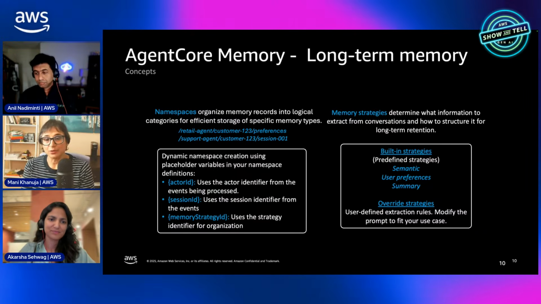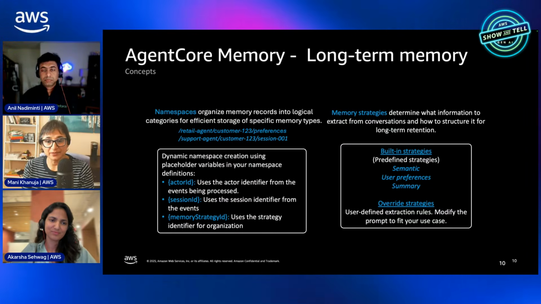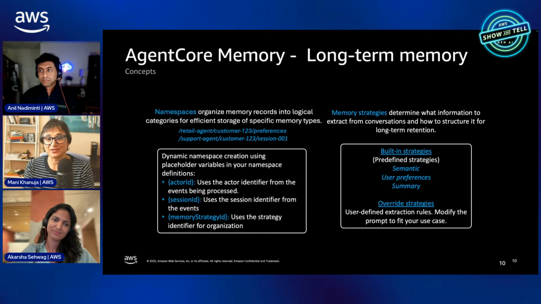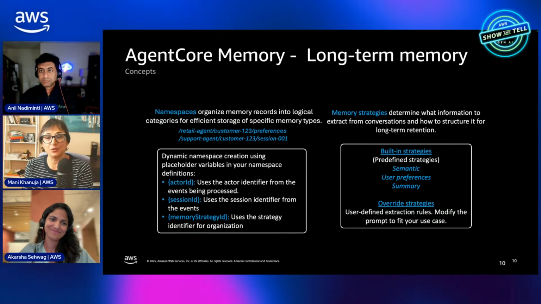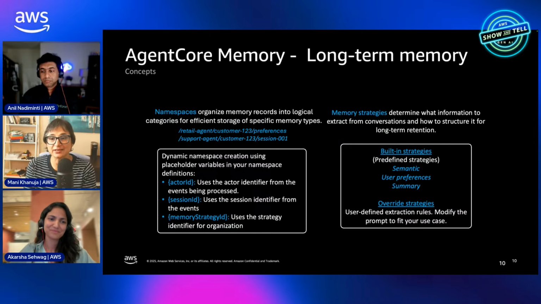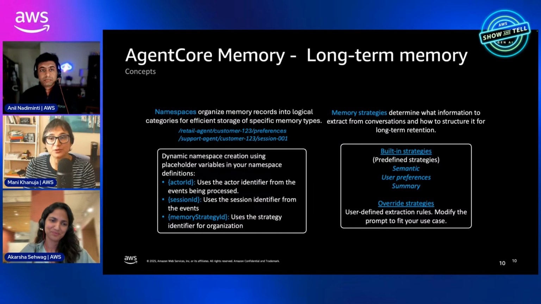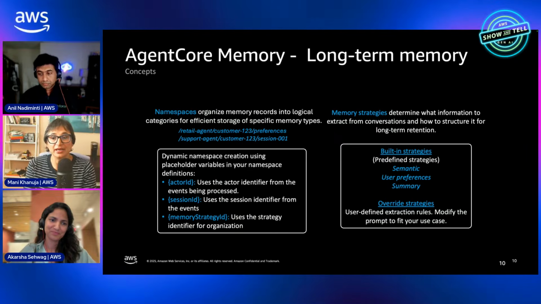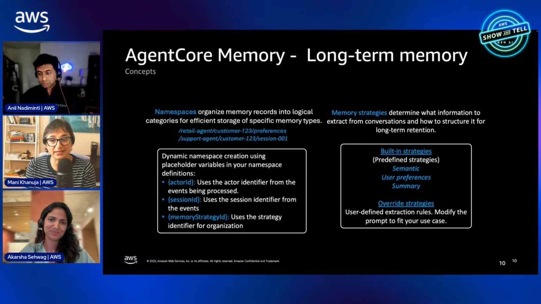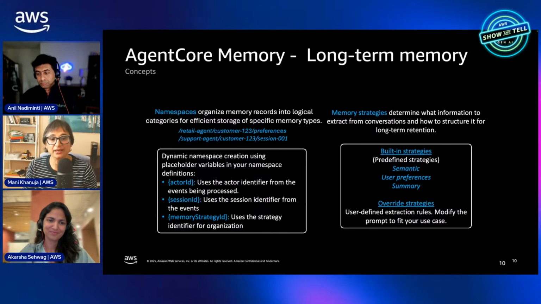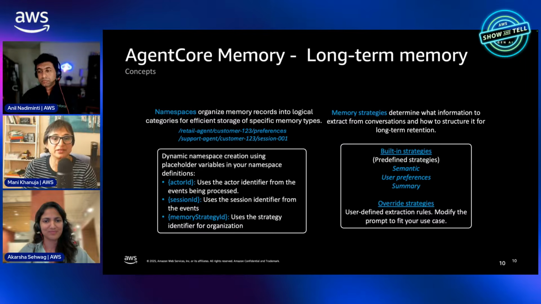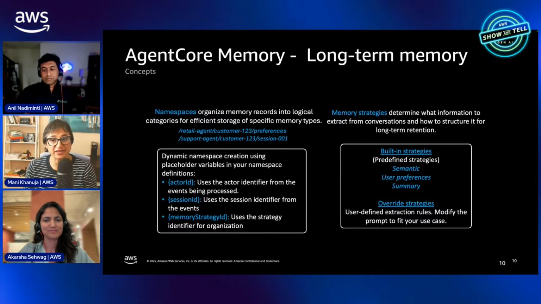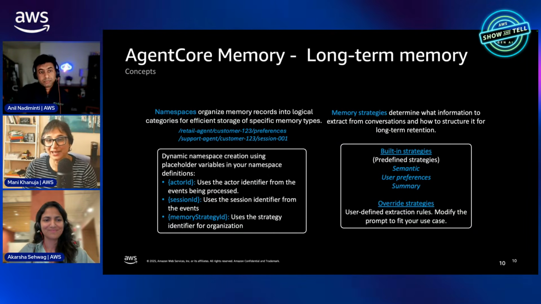So again, you are all aware of the actor ID and the session ID, but what about the strategy? How do we know what to fetch from the short-term memory that goes into the long-term memory? That is defined by the strategy. With long-term memory, we have three built-in strategies. One is the semantic, basically just the facts during the conversation, and it will capture that. User preferences, literally as the name suggests, extracting preferences of the user. Summary is per session.